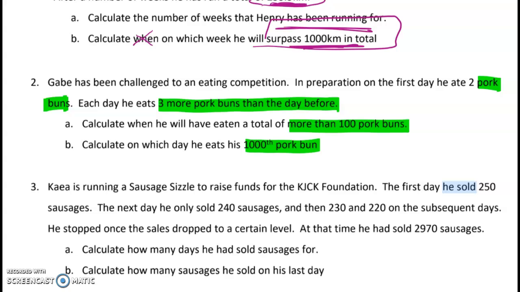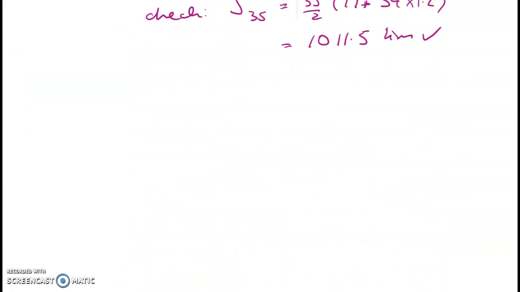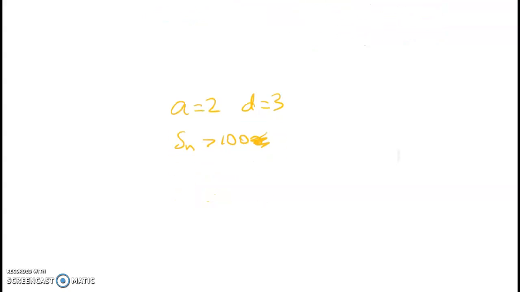So I'm just going to go through with these and put the quadratic in and then show you what we need to do to check. So for this one with Gabe, we have a equals 2 and d equals 3, and we're trying to solve the sum being greater than 100. Whoops, not 1,000, not yet. So setting that up, we get n over 2 times 2a plus n minus 1 d is greater than 100. Notice that I'm always putting that formula in with the substitutions shown really clearly.